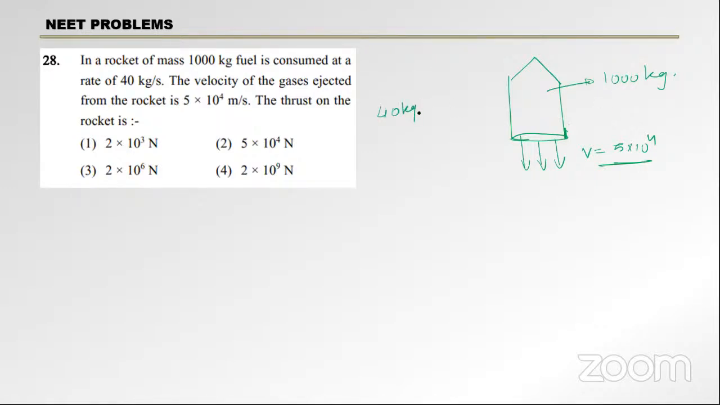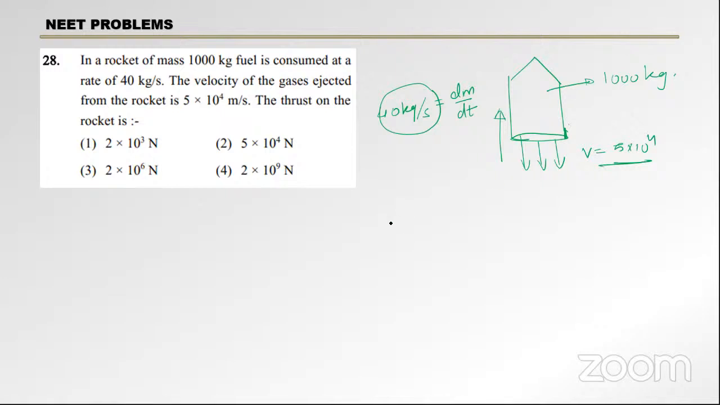40 kilograms per second. That means this much mass is consumed in 1 second. This is the rate of change of mass, so I can write it as dm by dt, the change of mass of the rocket with respect to time. The fuel is burned, so it will go out of the rocket. Correct. Now what will happen? We have to calculate the thrust on the rocket. So when these gases go down, this rocket will have some thrust in the upward direction.